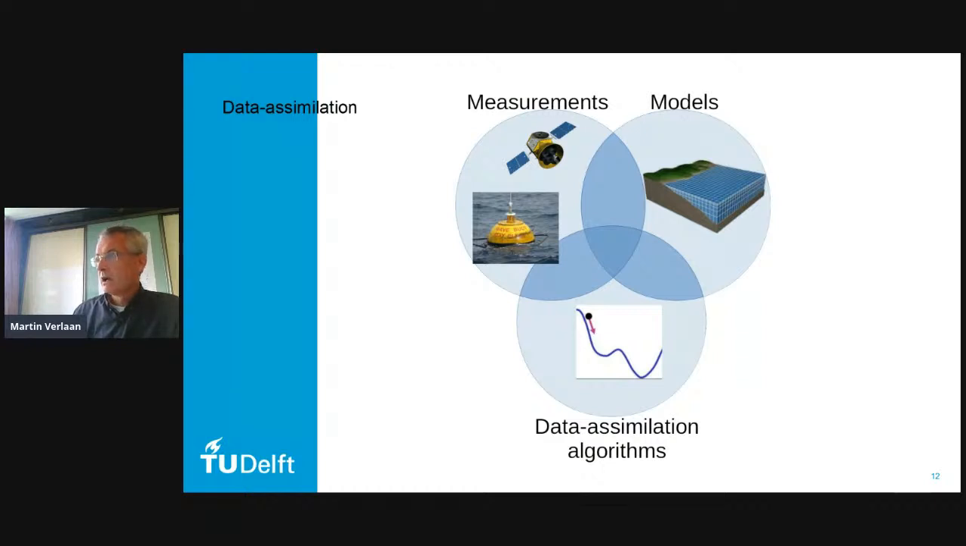And I've just highlighted here the ingredients that we're typically involved with in data assimilation, which is our models, which we looked at, observations, which we'll also look at. And then we also need the data assimilation algorithms to mix the two.